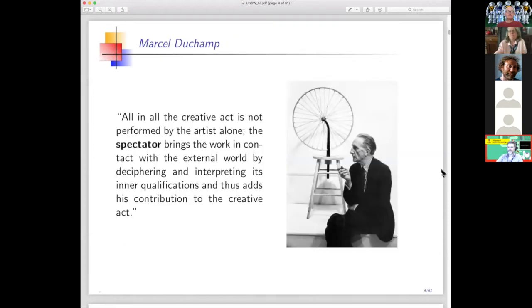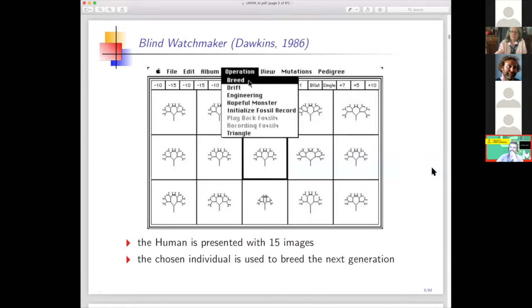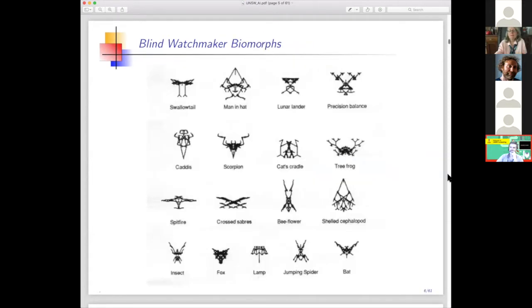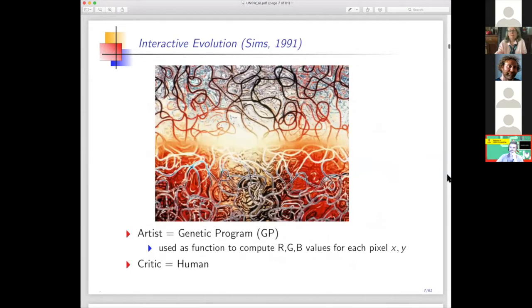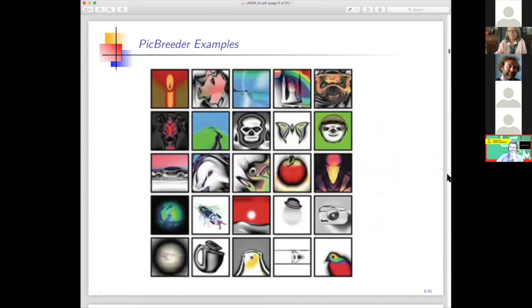It was Marcel Duchamp who first highlighted the role of the critic in the artistic process. He called it the spectator. But in the early work on computer-generated art, usually a human played the role of the critic. So 15 images would appear on the screen. The user would select the ones they like, and they would go into the next generation. So you have these blind watchmaker biomorphs from 1986, and then some more sophisticated genetic programs, 1991, and then you get to the compositional pattern-producing networks, 2011.